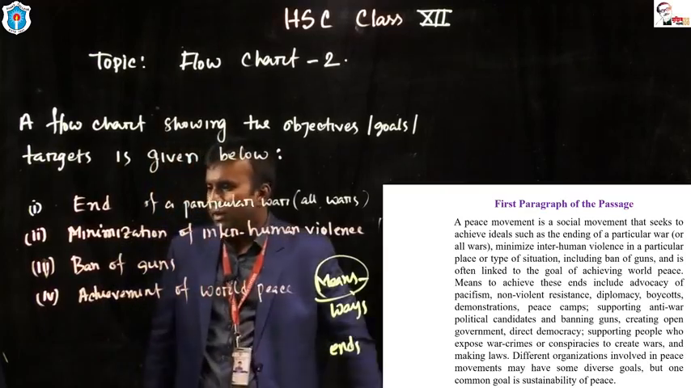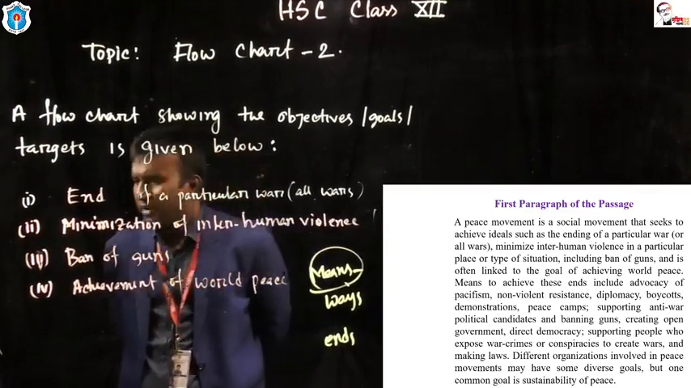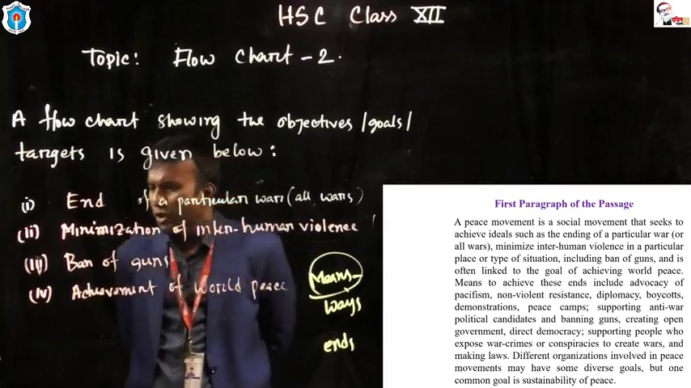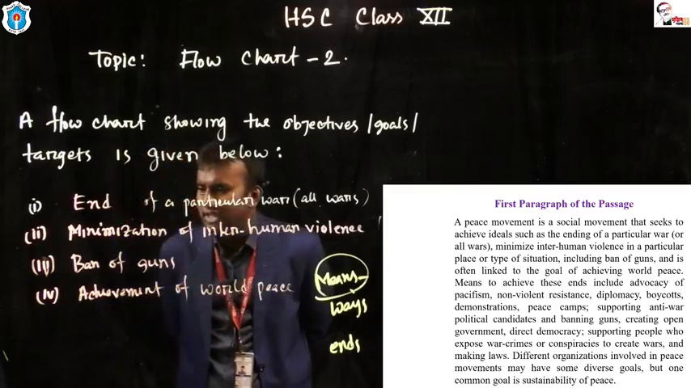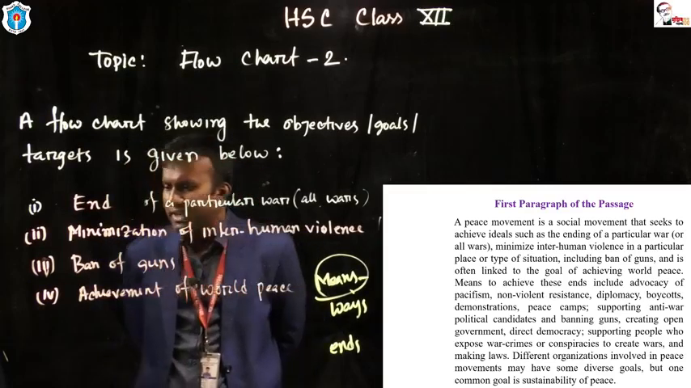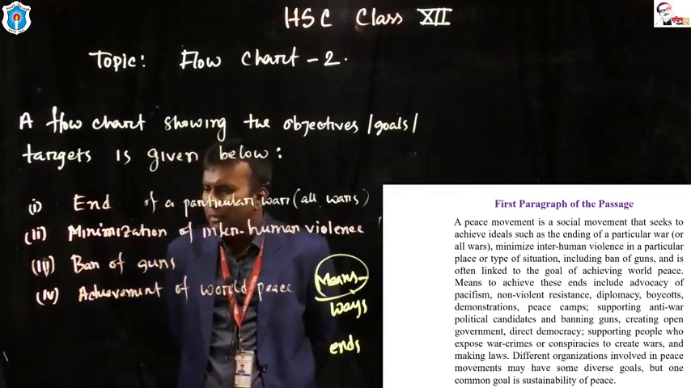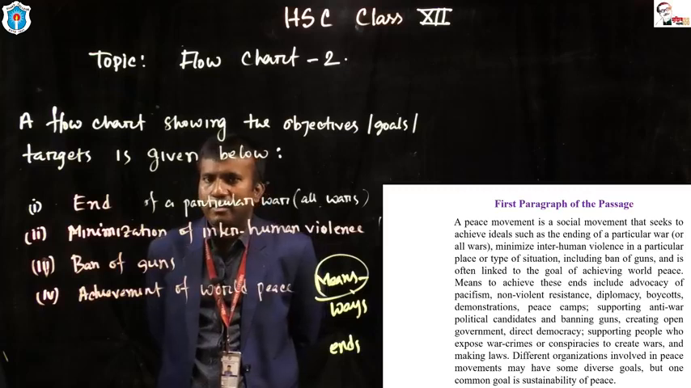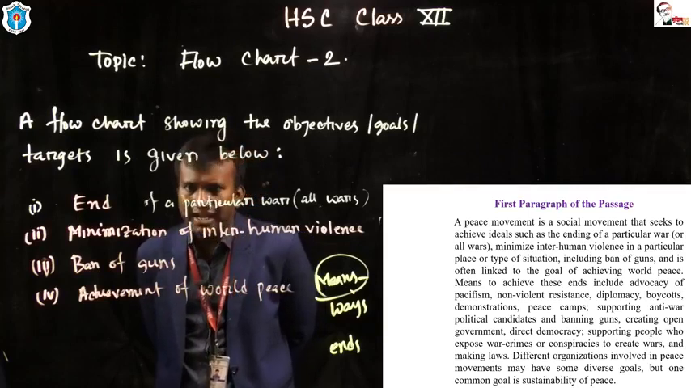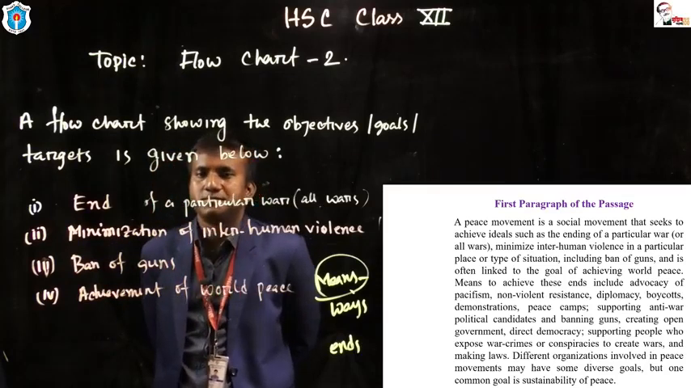Look at, the first one is advocacy of pacifism. Number two, non-violent resistance. Number three, diplomacy. Number four, boycotts. Number five, demonstrations. Number six, peace camps. Number seven, supporting anti-war political candidates and banning guns. Then, creating open government, direct democracy, supporting people who expose war crimes or conspiracies that create wars, and making laws. Here we have got 11 ways or 11 means that help us to achieve the goals related to peace movement.